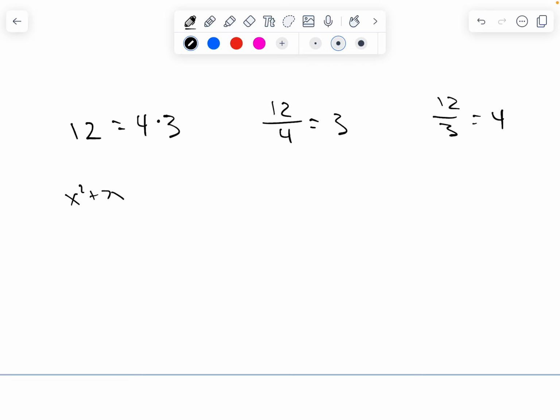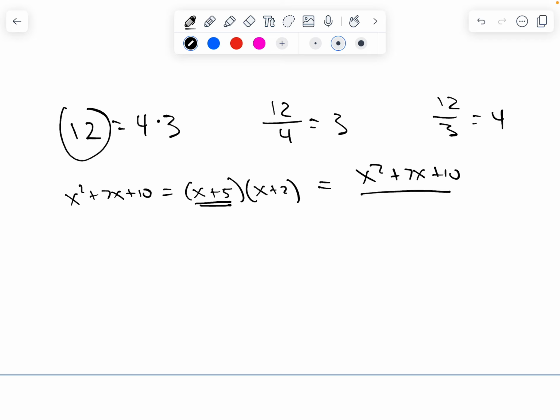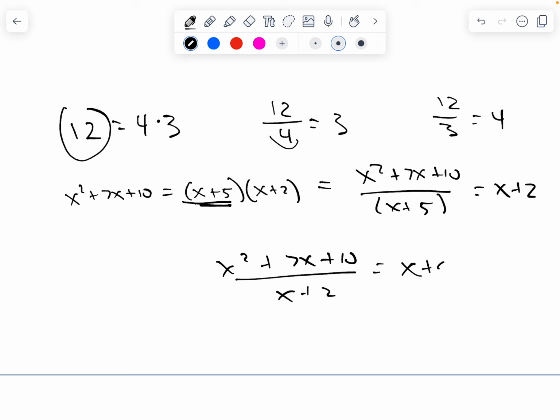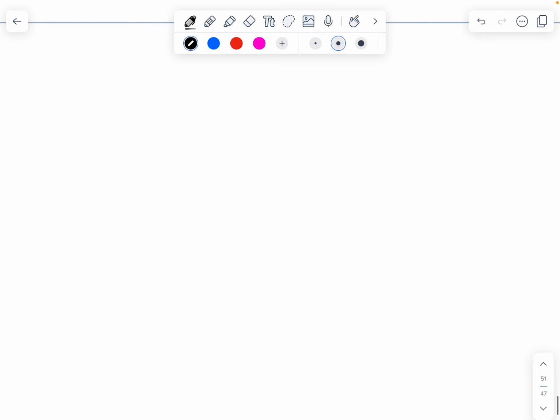Let's do x squared plus 7x plus 10. Now this has two factors, and the factors are (x plus 5), we're treating this as a single number, and (x plus 2). Now, the analogy holds true. Just like we can divide 12 by 4 to get 3, we can divide this by x plus 5 to get x plus 2. And we can also divide that same quadratic by x plus 2 and get x plus 5. That's just a sneak peek to get you ready for what we're going to be doing next, which is dividing polynomials. Let's have you think about this one, and we'll close it up.